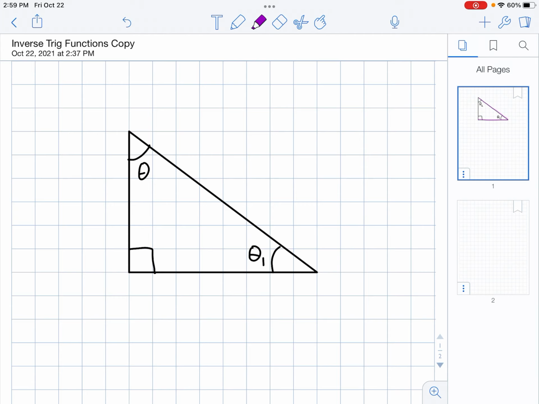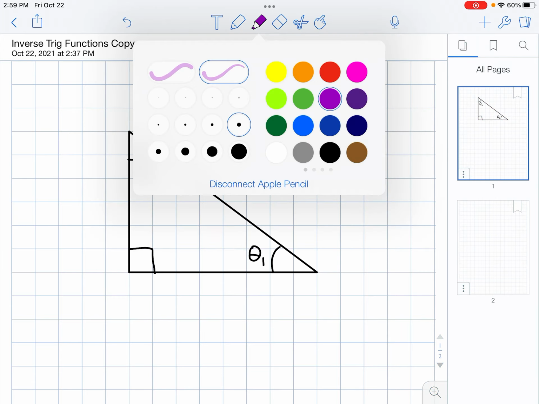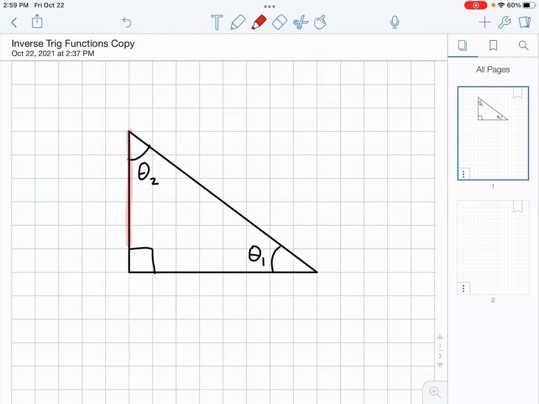And notice that angle 2 is formed by this line in red that I'm highlighting and this line in red that's right here, okay? So let's work with angle 2 since it's highlighted.